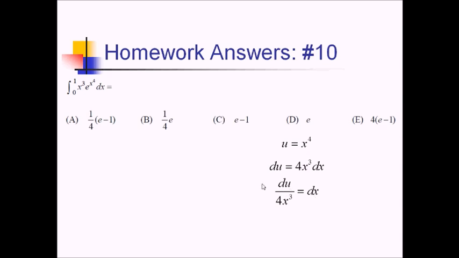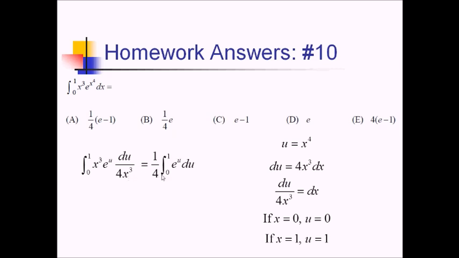And let's get some u values too, because right now we've just got x values. So if x equals 0, then u is going to also equal 0, 0 to the 4th. And if x equals 1, u will also equal 1. Hey, 0 and 1 are fun to work with, right? So we've got the integral from 0 to 1 of x cubed times e to the u times du over 4x cubed. And then I can cancel out these x cubed, so I have 1/4 e to the u, whose antiderivative is just going to be 1/4 e to the u.